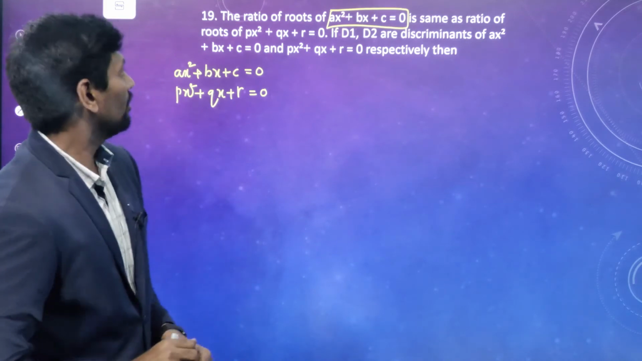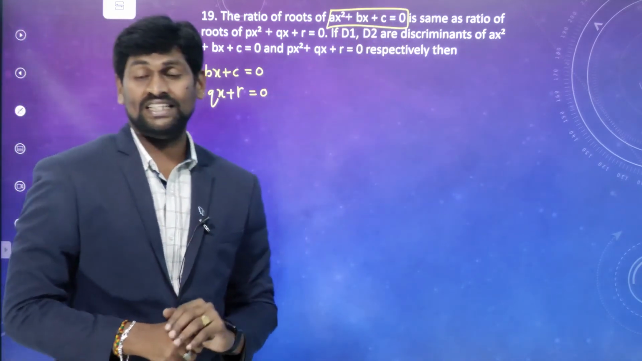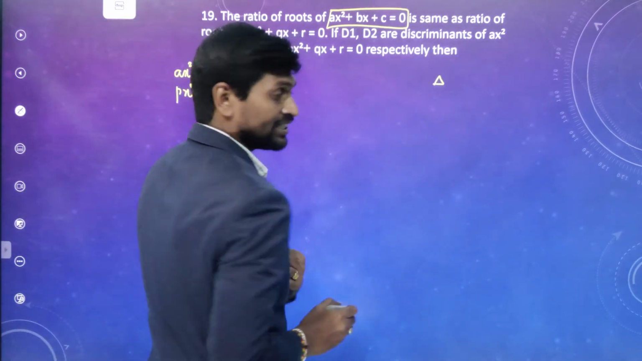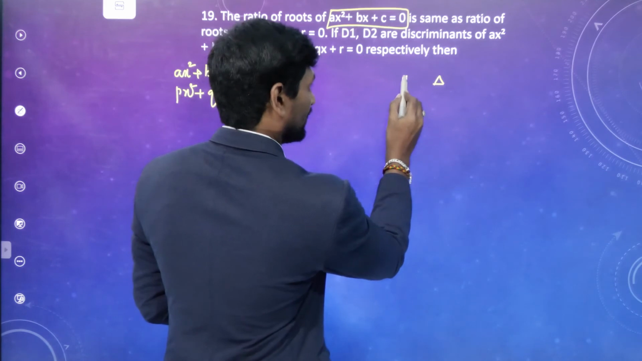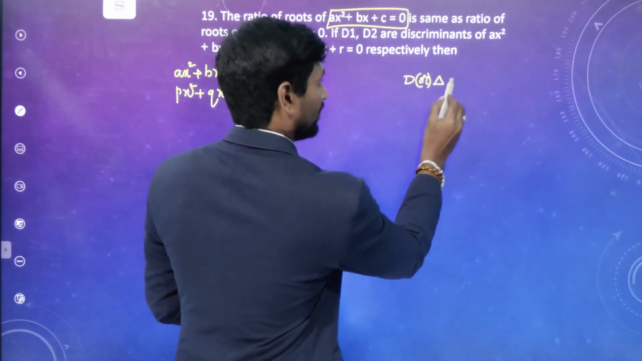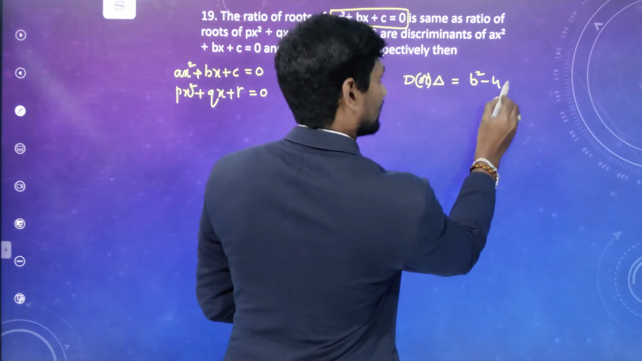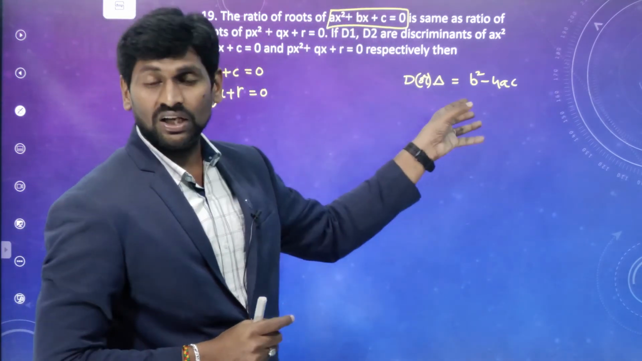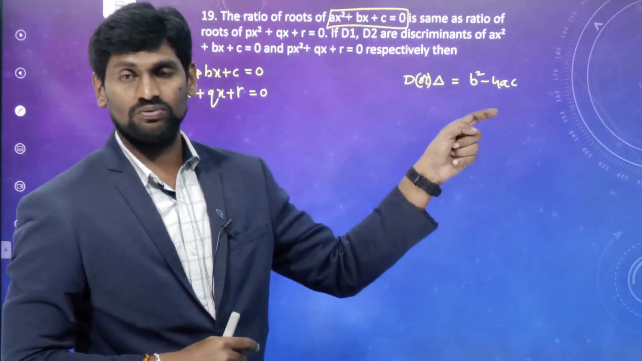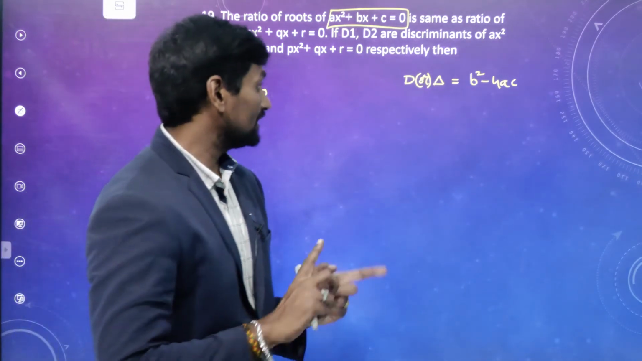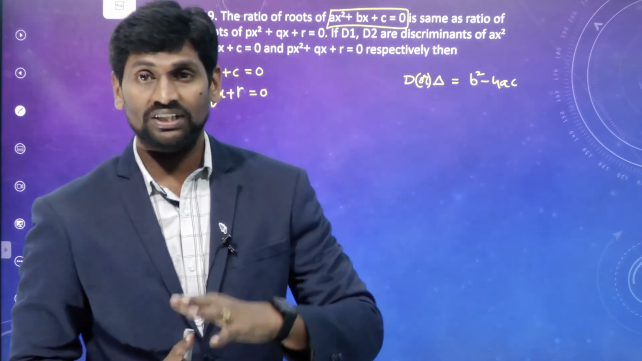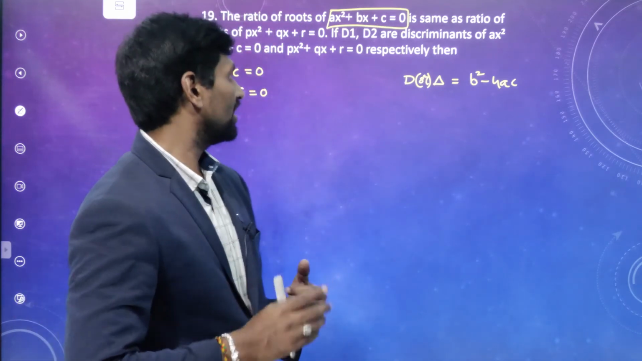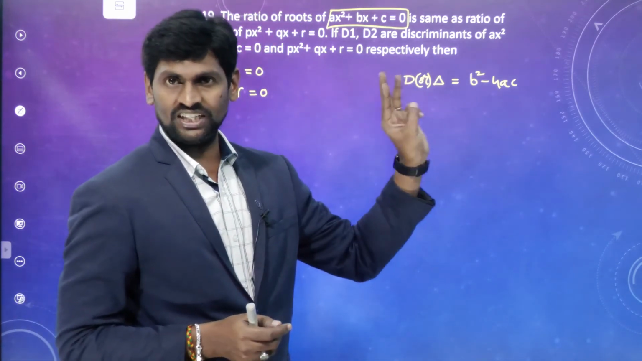Now, d1 and d2 are discriminants. We have already discussed the discriminant delta. We represent it with the symbol delta or with the letter d. Discriminant equals b square minus 4ac, and we have discussed the concept there. If b square minus 4ac is greater than 0, there are two distinct roots; equal to 0, two equal roots; less than 0, no real roots, that means imaginary roots will be there. So greater than, less than, equal to, three conditions we discussed.